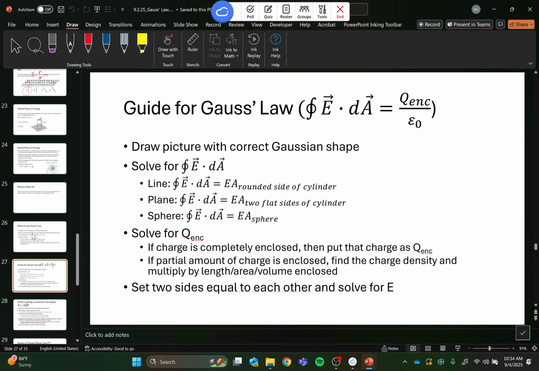Next step, solve for E dot dA. Remember, we choose these shapes such that this happens. These three are the three scenarios that will happen.